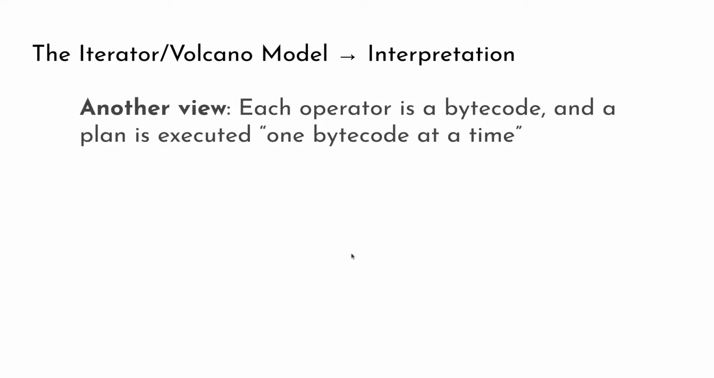Another view, perhaps not a very accurate one, but it may offer some kind of intuition, is that each operator is a bytecode and a plan is executed one bytecode at a time. So similarly to, say, a language like Java or JavaScript, the bytecodes are the building blocks that you use to compose the program that you want to produce, but the bytecodes obviously are independent of each other, and the execution of a bytecode is independent of the execution of any other bytecode. So for example, you can go to Python and see the implementation of the add bytecode. Just observe the code of that particular bytecode.